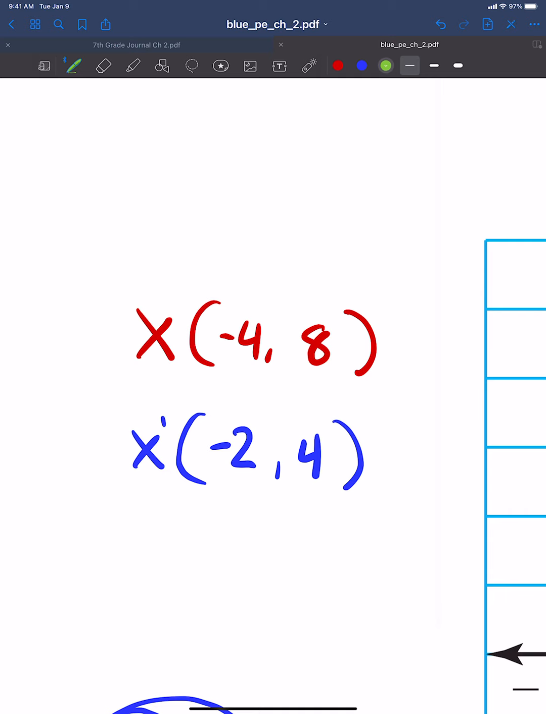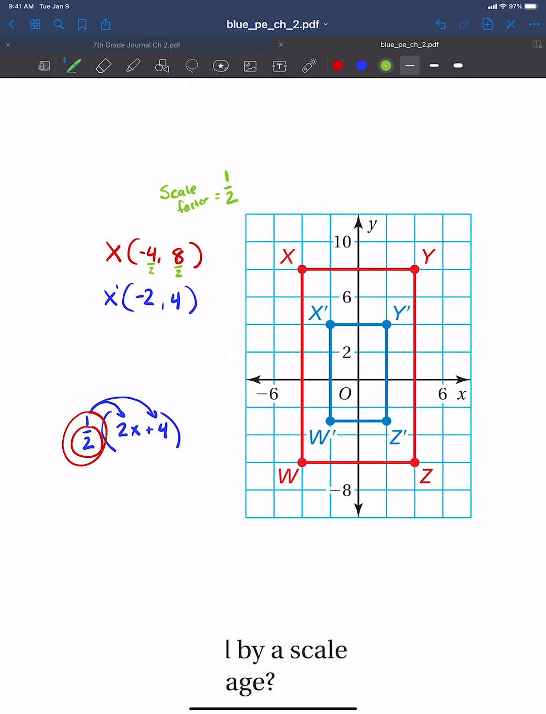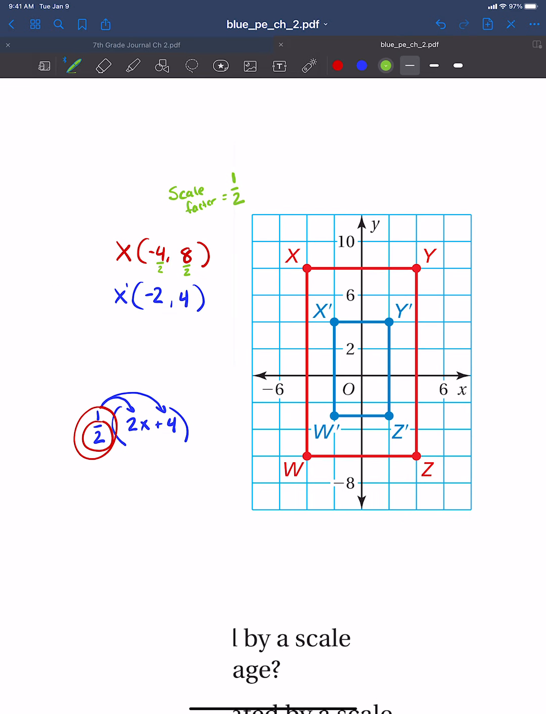Well, I know that 4 divided by 2 would also get me -2, right? And then 8 divided by 2 would also get me 4. So the scale factor is not divide by 2. The scale factor is 1/2. Take that divided by 2 and put a 1 in the numerator. So I would say that this is a dilation, it is a reduction, and the scale factor is 1/2.